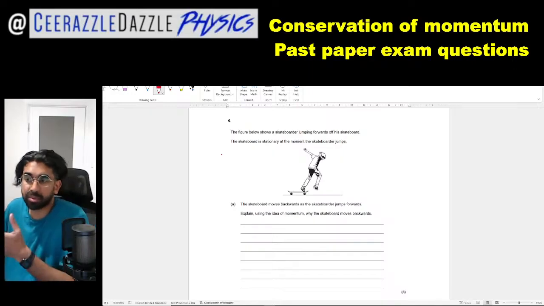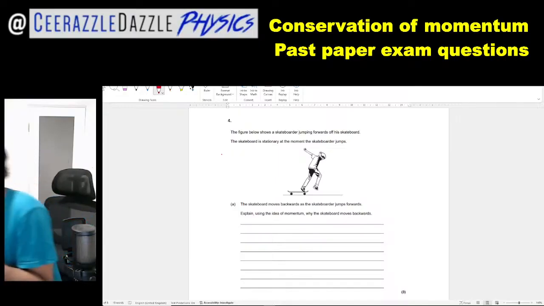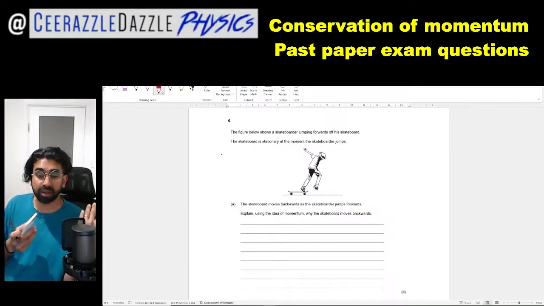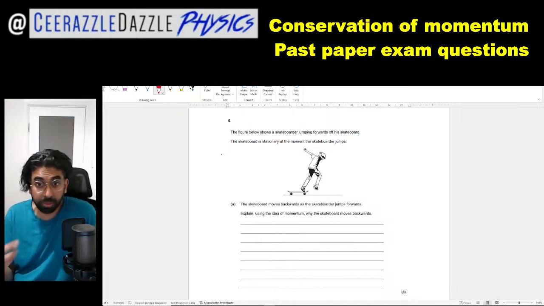Right, the simple idea is it's like me in this chair. If I was to get up and move off the chair, you can see that the chair moved backwards. So if I move forwards, the chair moves backwards. It's because of the conservation of momentum.